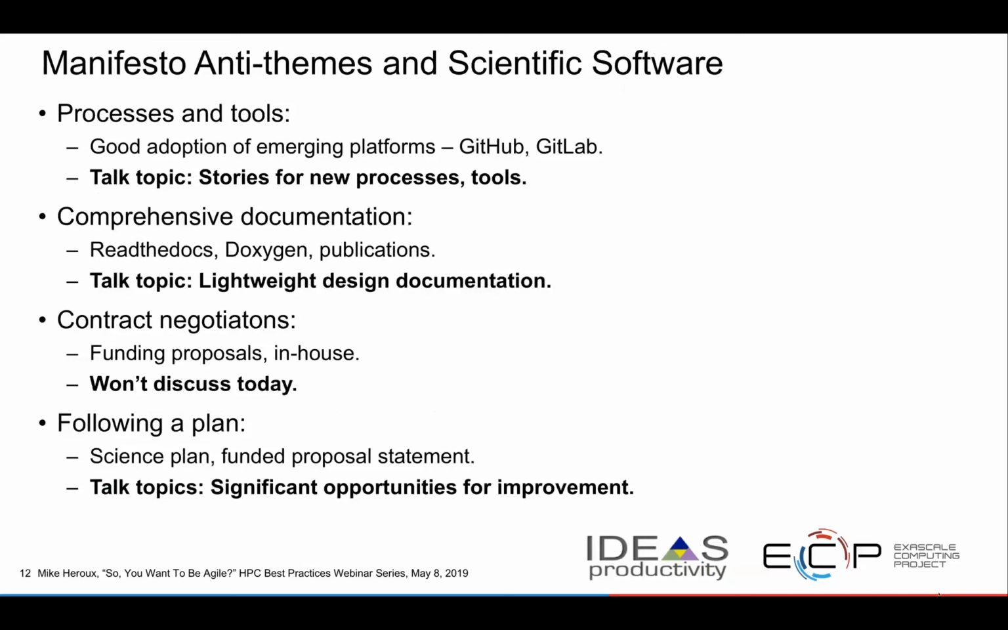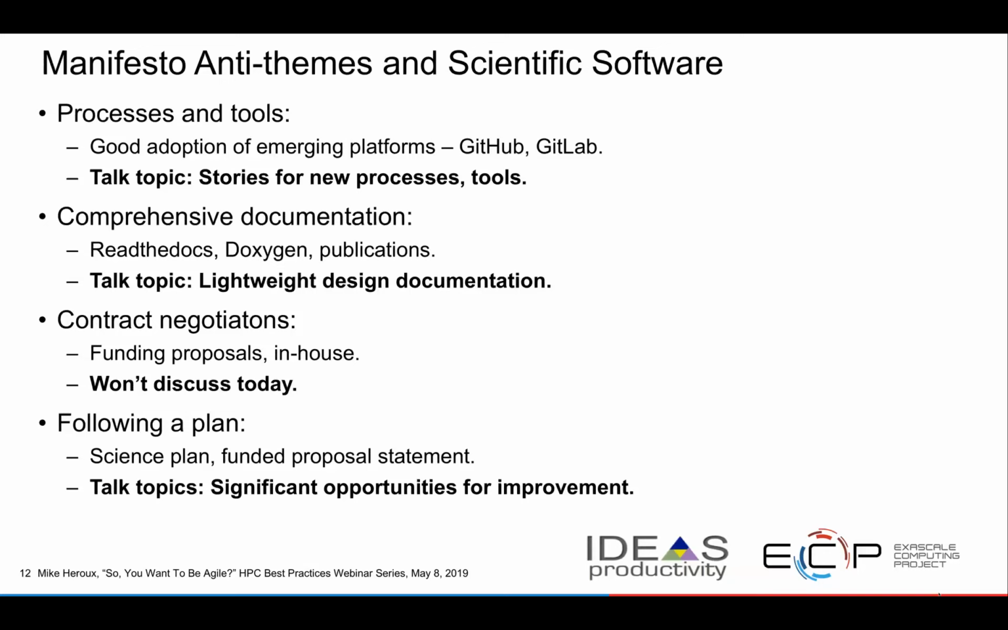And I want to go back to the Manifesto anti-themes, the things that were on the right. I want to talk just a little bit about processes and tools. I'm not going to spend a lot of time on them. In my experience, our community has really picked up on emerging platforms such as GitHub and GitLab. Because the tools that they provide are relatively easy to use and there's a lot of good documentation, I have seen teams rapidly adopt these platforms and the tools that go with them. That's to great benefit for our scientific software teams. So in a certain way, I think we're doing quite well there.